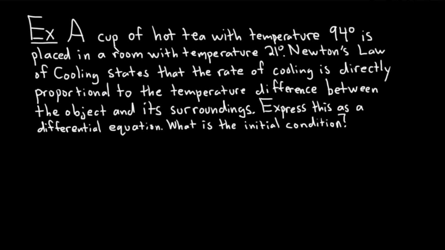It says a cup of hot tea with temperature 94 degrees is placed in a room with temperature 21 degrees. Newton's law of cooling states that the rate of cooling is directly proportional to the temperature difference between the object and its surroundings. Express this as a differential equation. What is the initial condition? Wow, that's a lot to read, so let's go through it carefully.